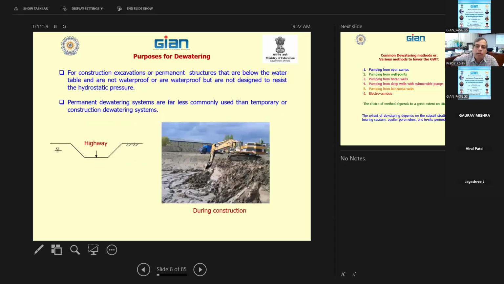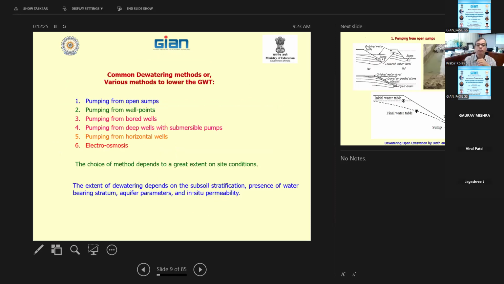So the purpose of dewatering is basically this: when you do construction and the water table is really high, we need to remove the water so that construction can be done in dry conditions. Permanent dewatering systems are far less commonly used than temporary or construction dewatering systems. Most of the time it is just temporary, and when the construction is done, the structure is done, there's no problem.